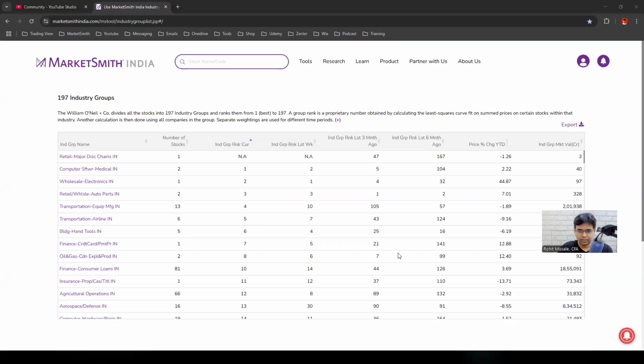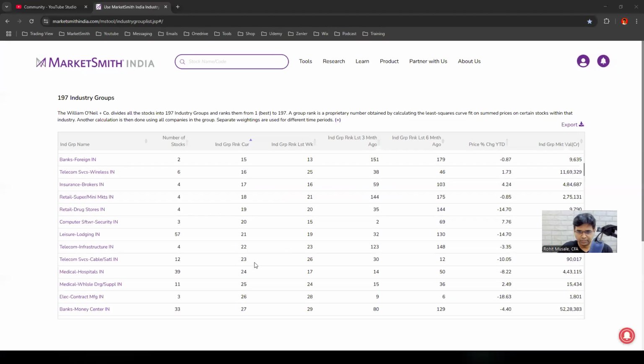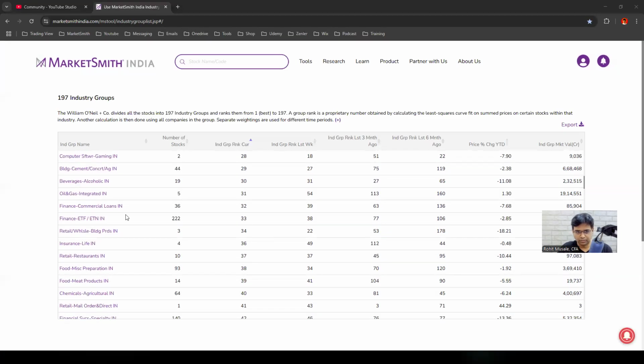So now have a look at this. This is industry group rank. So let's look at commercial loans. Finance commercial loans. What is the industry group rank? 32. 6 months ago, what was the group rank? 136, which means the rank has improved. The lesser the rank number, the better it is, right? The closer it is to 1, the better it is.